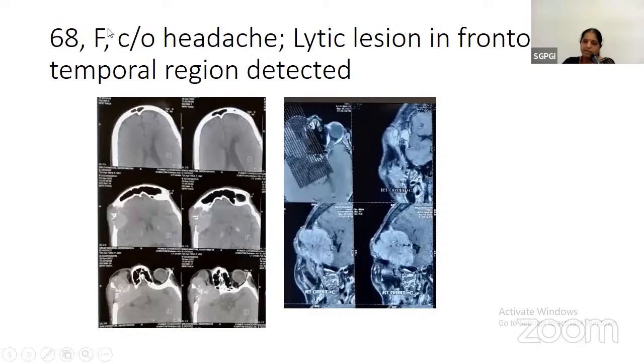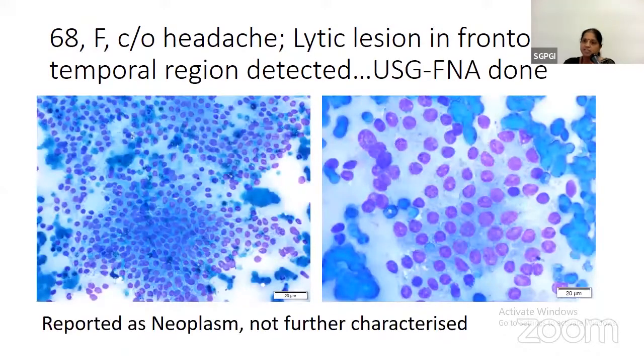Here is again a very recent case, just signed out a couple of days ago. A 68-year-old lady comes with this frontotemporal lesion, a lytic lesion was detected. And this was the FNAC that was done from this lytic lesion. Somehow, I don't know why, radiology had written on the form query meningioma. But this is what we had, and it was all epithelial looking.